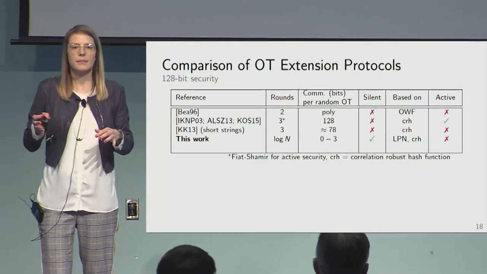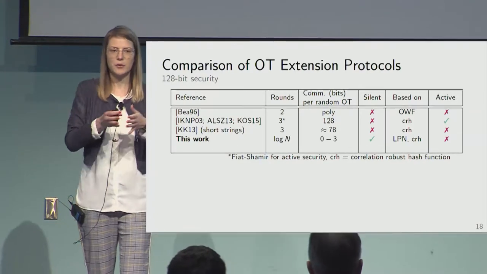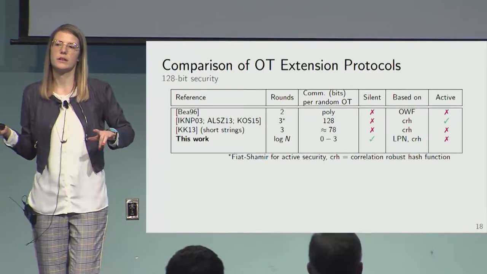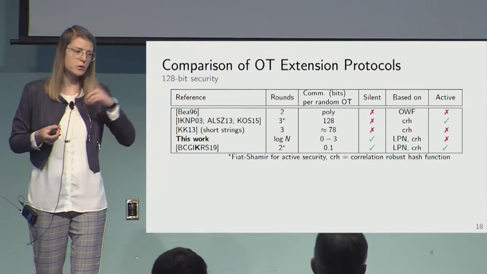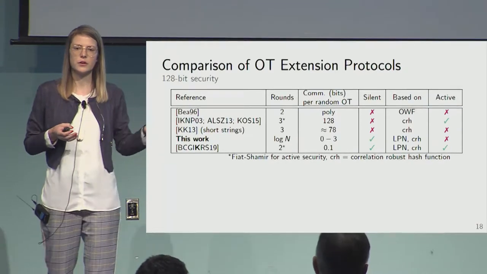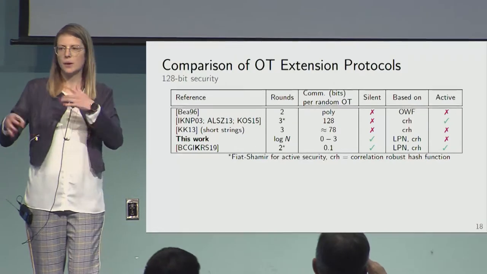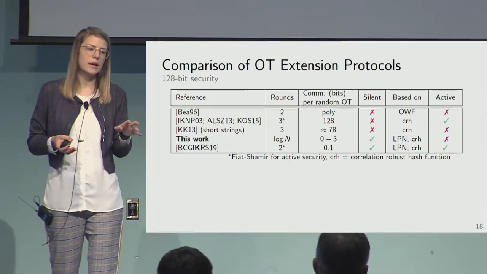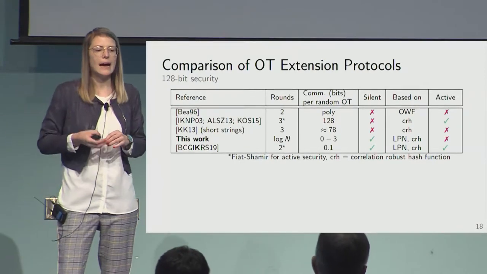On the downside, we have a number of rounds that is logarithmic in the output length, and we don't have active security. But both of these we solve in a follow-up work together with Peter Rindal, where we get it down to 2 rounds. So this is actually the first efficient 2-round OT extension. We back up the communication with an implementation. There we get 0.1 bits of communication per random OT for generating 10 million OTs, and we also get active security.